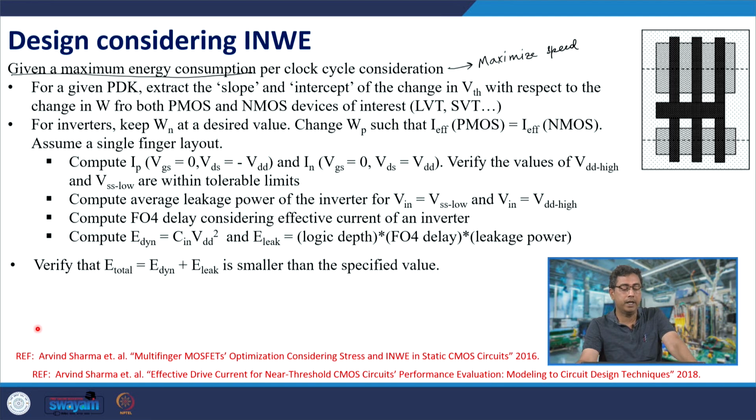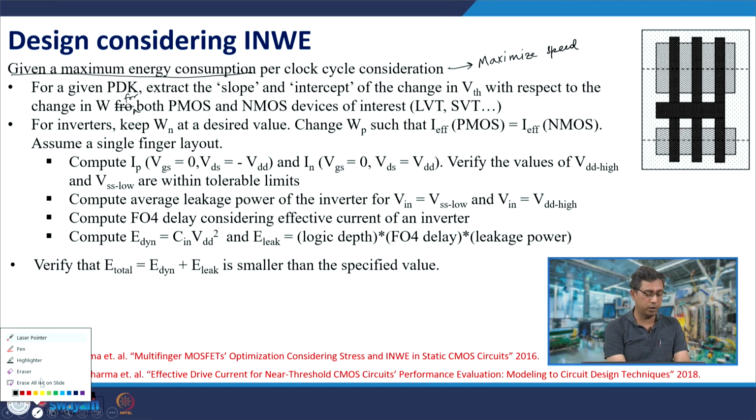For this PDK, you extract the slope and intercept of the change in threshold voltage with respect to the device width for both PMOS and NMOS devices. Suppose you are interested in standard VT devices of the library. The device PDK may have low VT, standard VT, high VT devices of several flavors, but suppose you are interested right now in standard VT devices. So, for SVT devices, you will plot threshold voltage versus width.